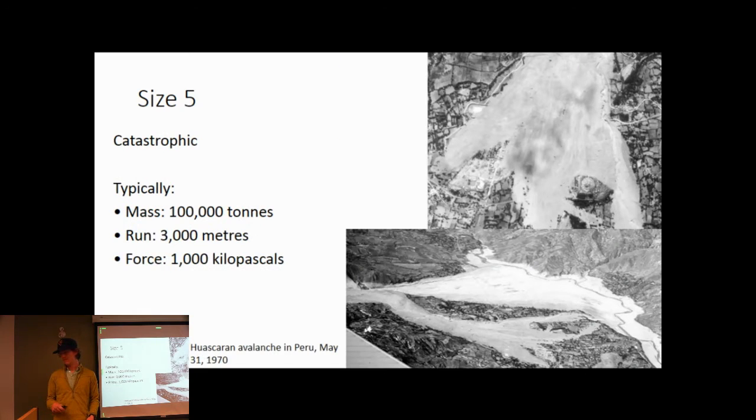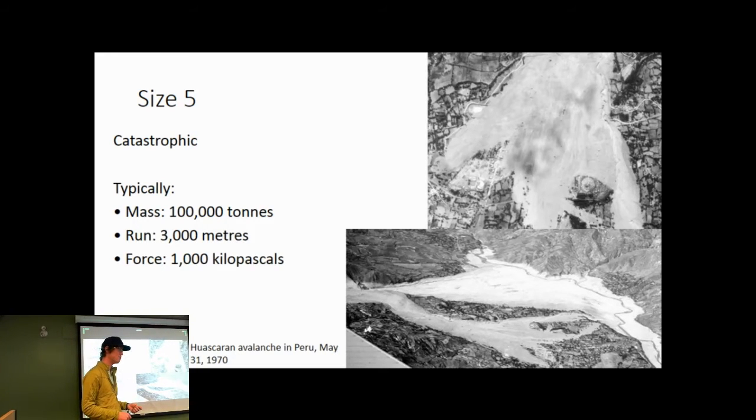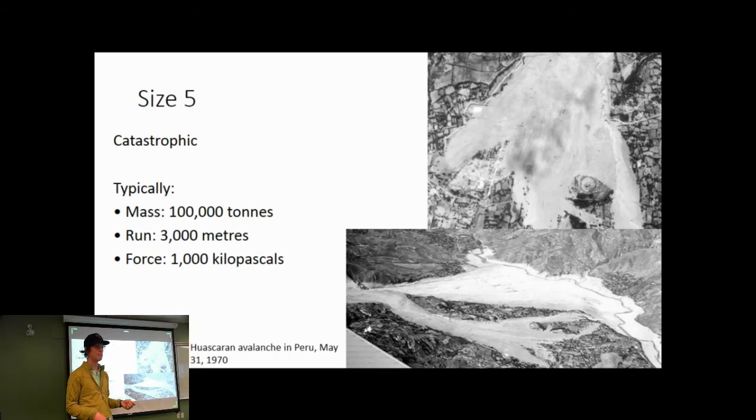Size 5, sorry. Then it's really rare. It's catastrophic. Obviously, you need the terrain for that, because the amount of snow that's going downhill is huge. So places where you can get a class 5 are very limited. You need a big mountain. It's basically the mountain going down, all the snowpack. 1,000 kilopascal as a reference is considered enough to move a reinforced concrete structure. So if you've got a building, no more building.